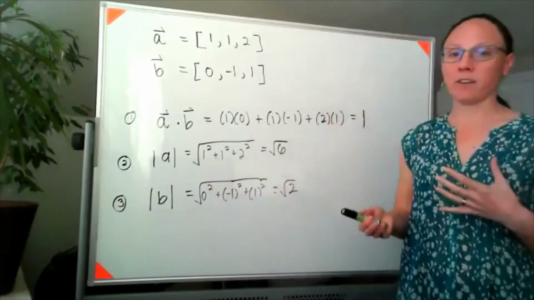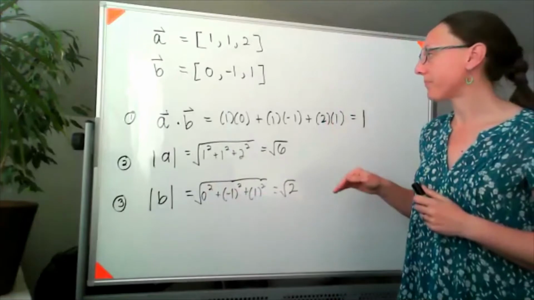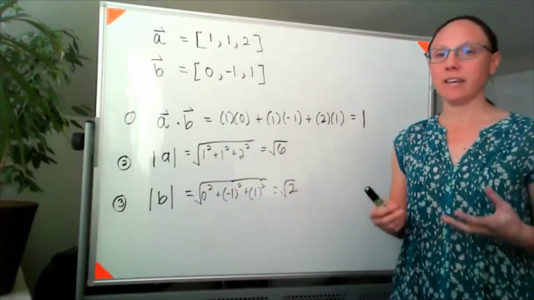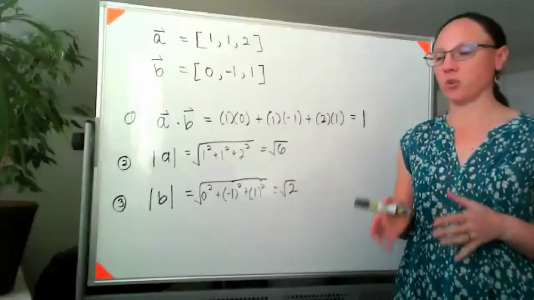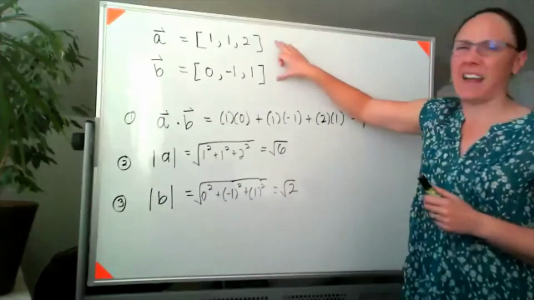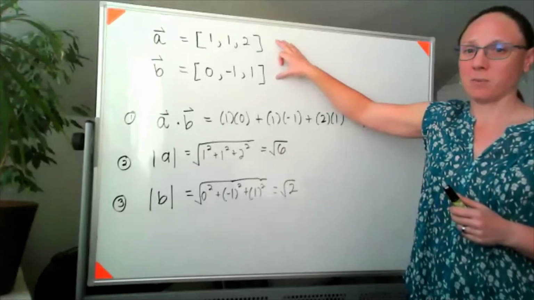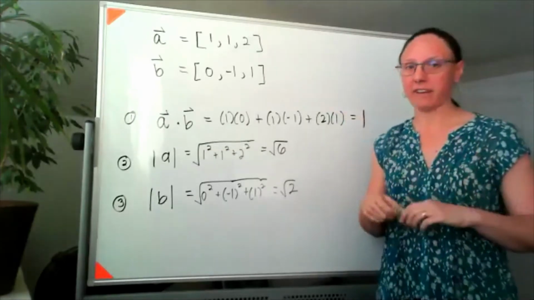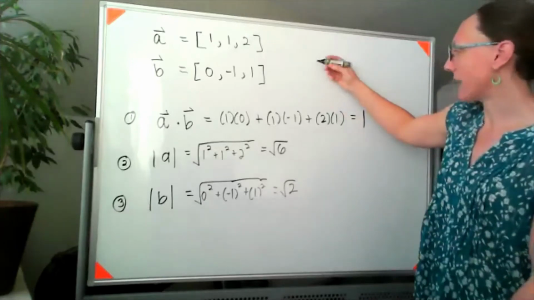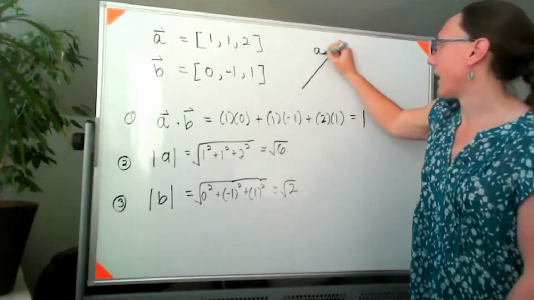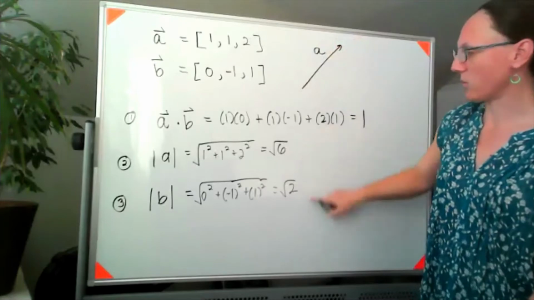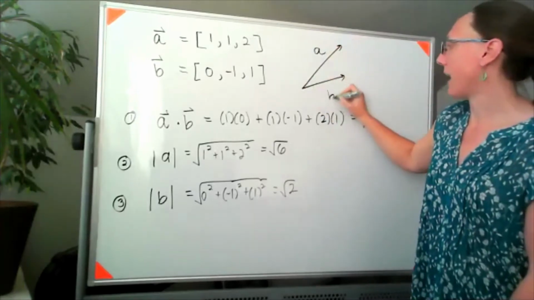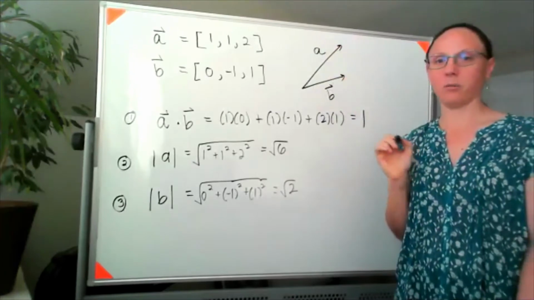So one of the things we might be asked to do when we're looking at two vectors is to find the angle between the two vectors. Now, I don't really want to draw these in three-dimensional space, so I'm just going to draw pretend vectors. A was longer than B, so here's my pretend vector A and my pretend vector B.